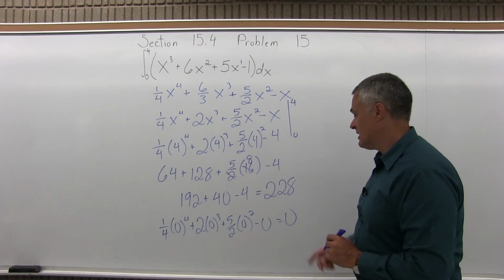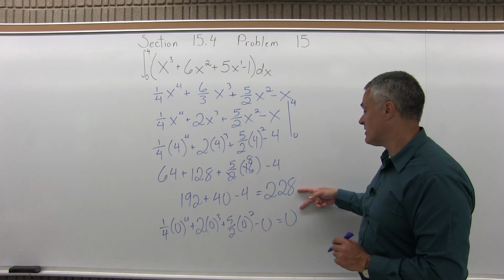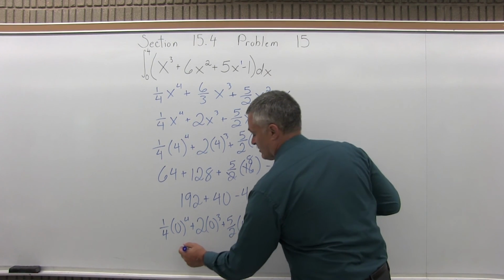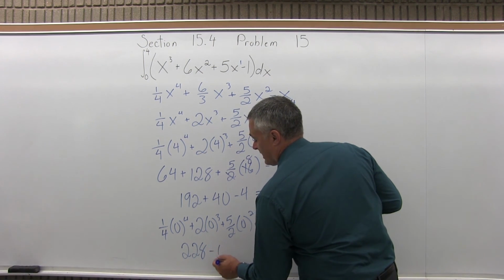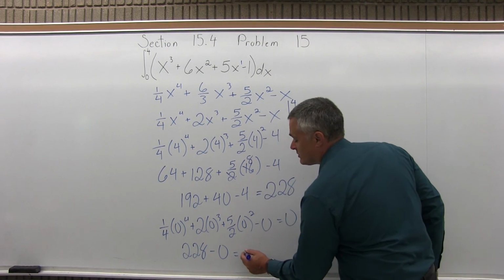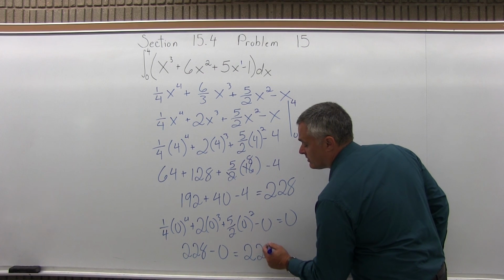That one's very easy. And then the final step, step 4, is subtract your answer from step 2 minus your answer from step 3. So you'll have 228 from step 2 minus 0 from step 3. Gives you a final answer of 228.